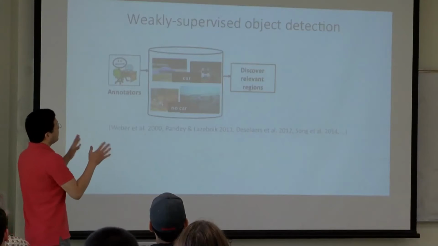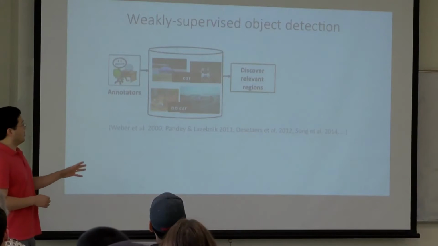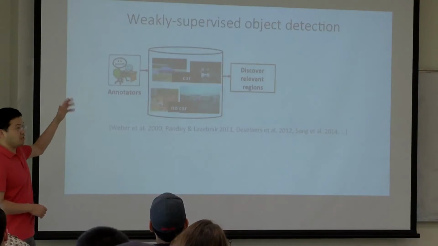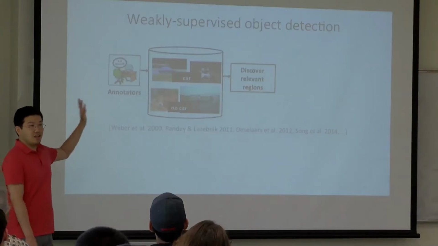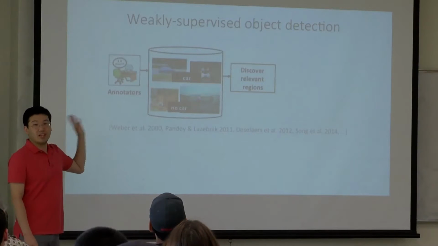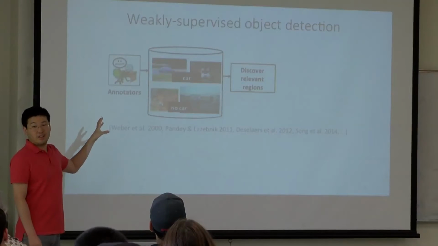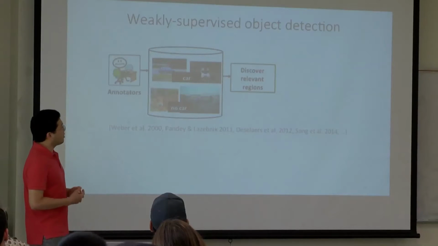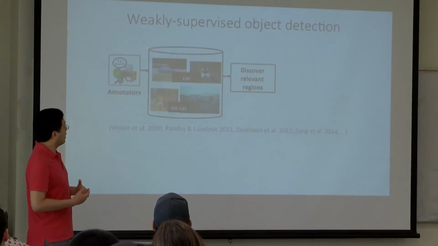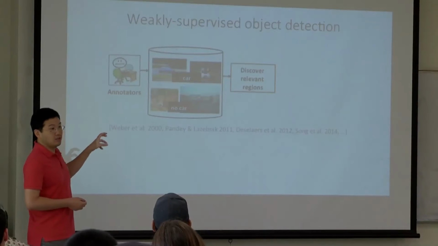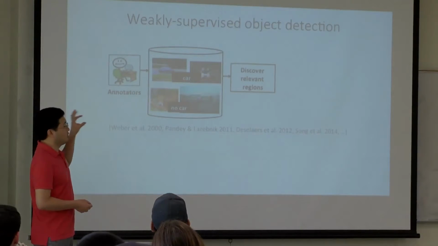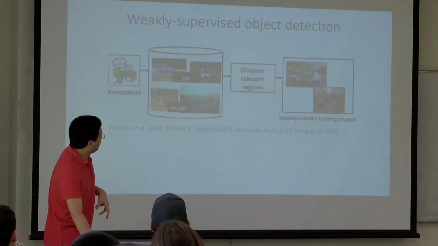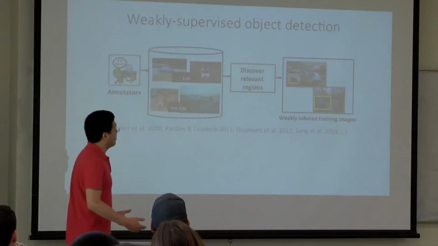So in the weakly supervised object detection setting, you have annotators who will collect images of cars and no cars. But this time, they're not going to annotate where the cars are in those car images. So then you create an algorithm that can automatically discover the relevant regions that correspond to the object of interest. They might look something like this.